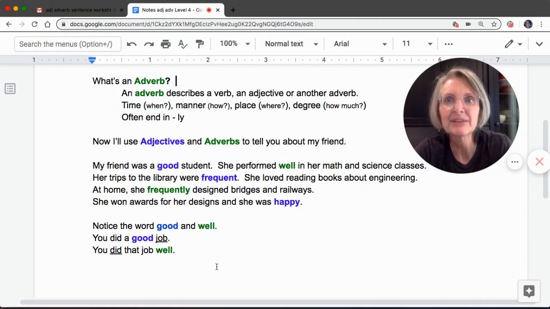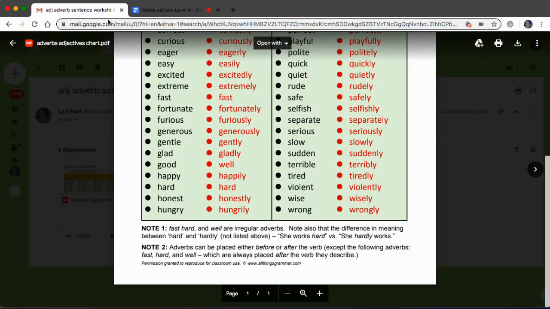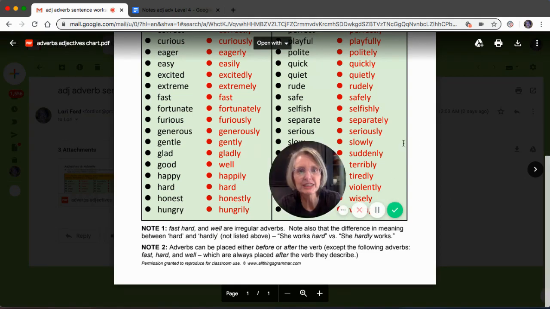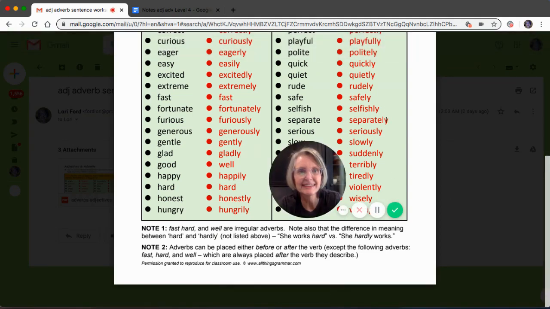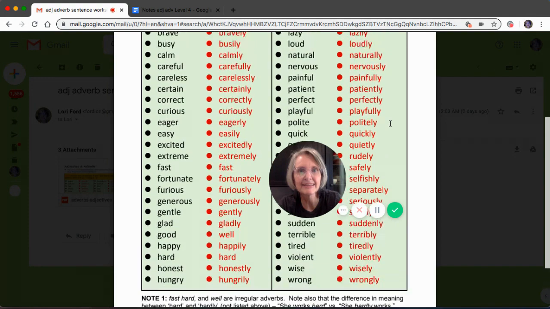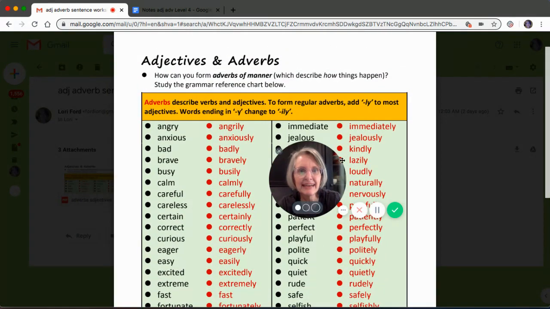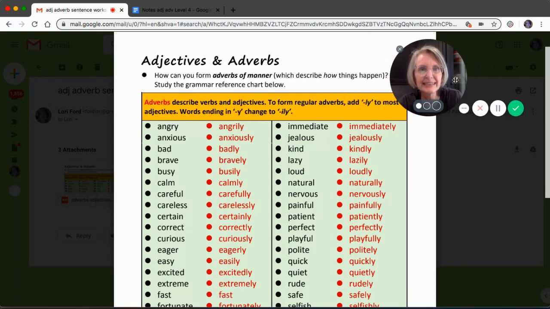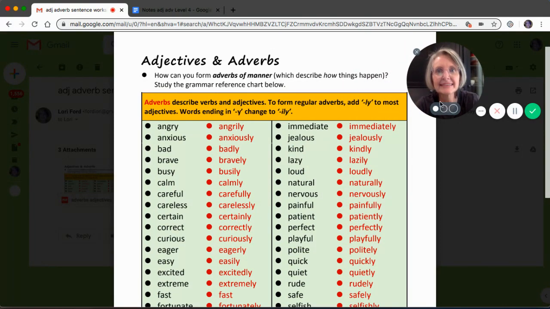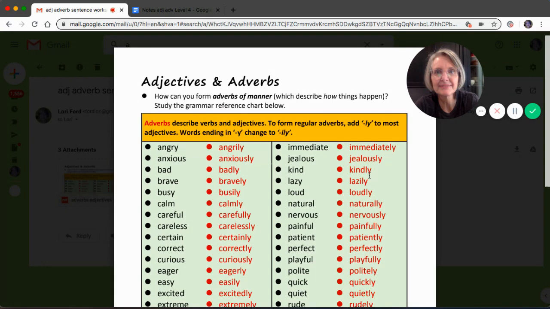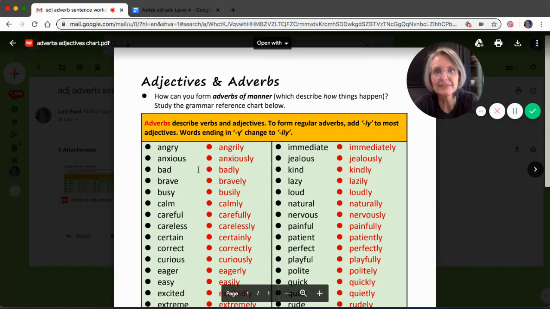All right, so let's go to some practice using these. Okay, this first sheet just has lots and lots of these adjectives and adverbs for you. And it shows you that adverbs of manner, that means ones that tell you how things happened, that's what these are.